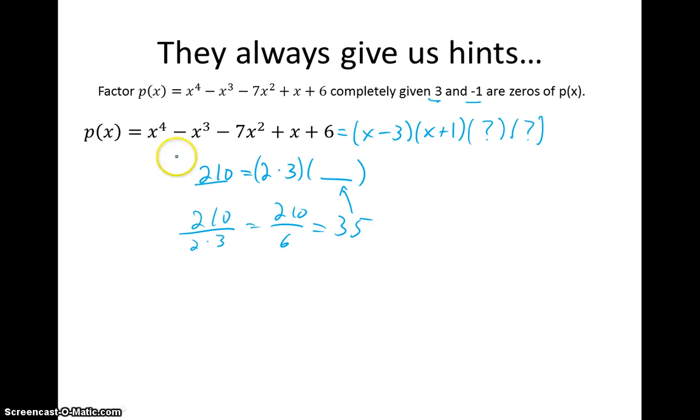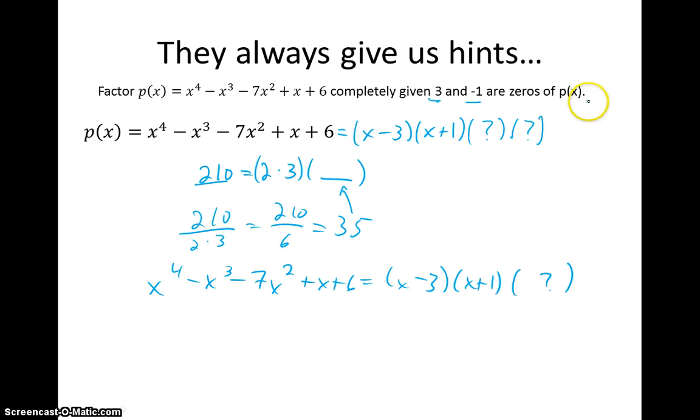So what we have here is this big P of x. What I'm going to do is divide by these two factors. So I'm going to do x to the fourth minus x cubed minus 7x squared plus x plus 6. We know right now it's equal to x minus 3 times x plus 1, and I'm going to just leave this as one big question mark now, because if I can find that one big question mark, it should be a quadratic, because it's two things multiplied together. Those two big question marks, when I multiply them together, should give me a quadratic.